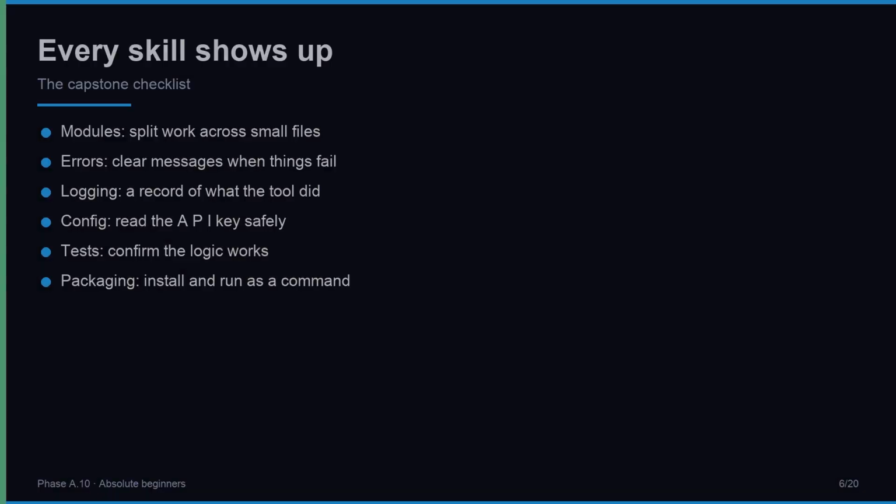Small and real. Look at how every skill from this chapter appears. The work is split across modules. Errors are caught and reported with clear messages. Logging records every important step. Configuration and secrets live in the .env file, never in the code. Tests confirm the parsing logic works without calling the real API, and packaging turns the project into a real command you can run from anywhere. Six skills, one small tool. That is the capstone.